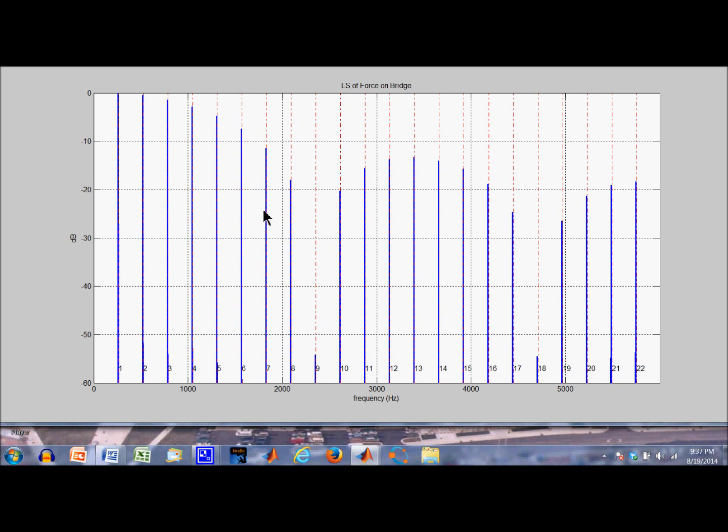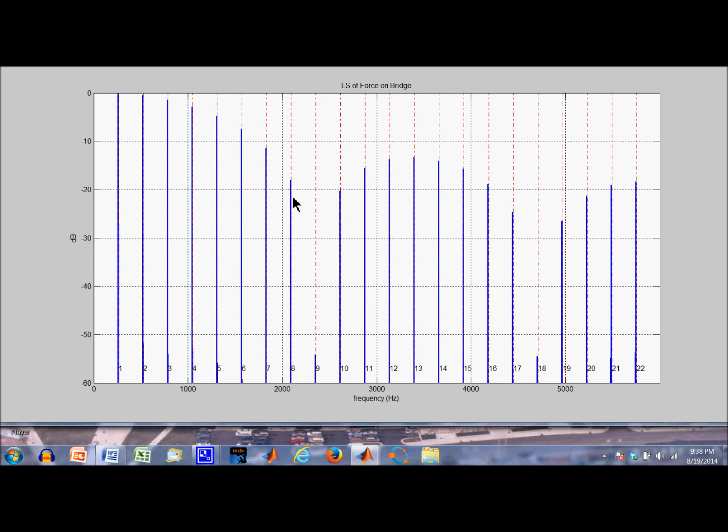So then for a longer run, I ran it for 20 periods. I collected the data, calculated the slope, and did the line spectrum of the force. And this is the result here. First 22 harmonics, up to almost 6,000 hertz. Here, for example, is the first harmonic at 261.6 hertz. It's the strongest.